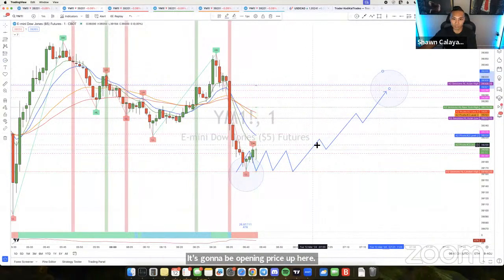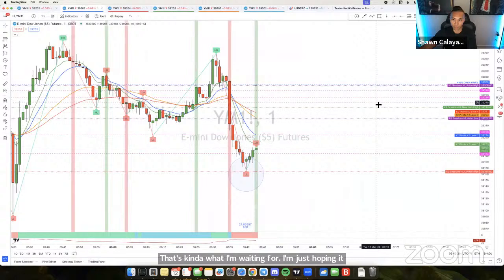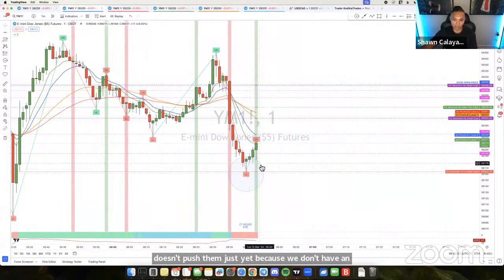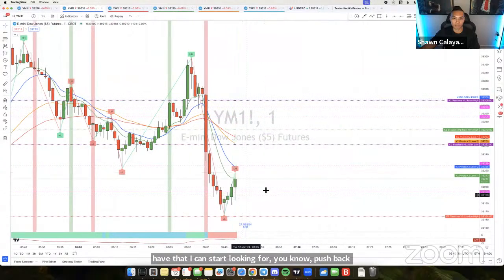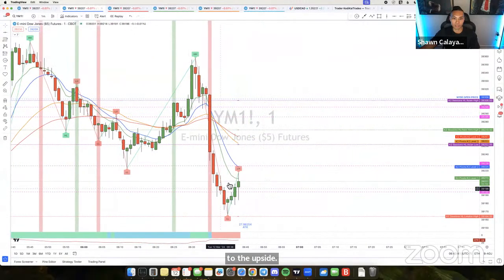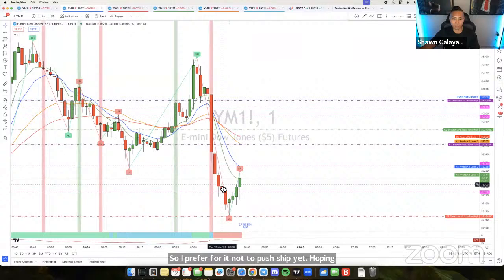I'm just hoping it doesn't push up just yet, because we don't have an opportunity for entry at this point. We need to have that double body, double wick. Once we have that, I can start looking for a pushback to the upside. So I prefer for it not to push up yet. Hoping it just gets in a range right now or consolidates, and then we get that opportunity to the upside.